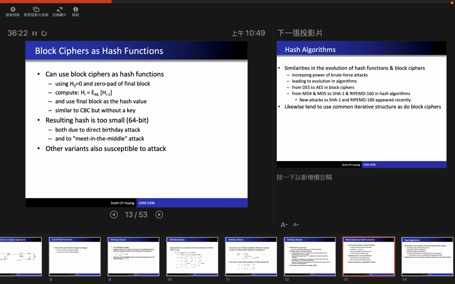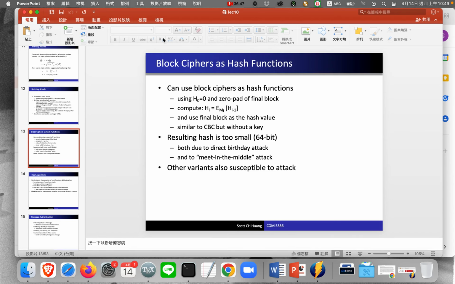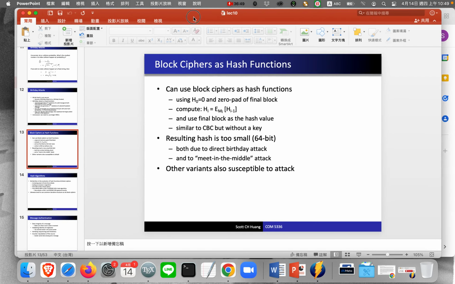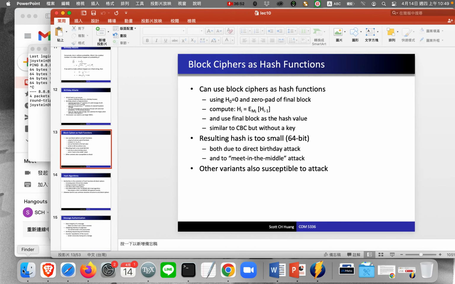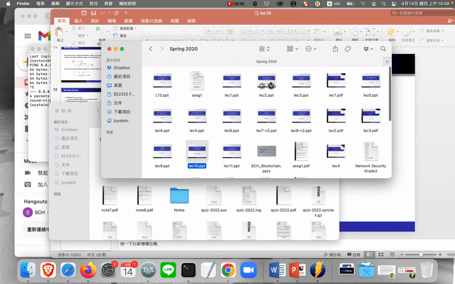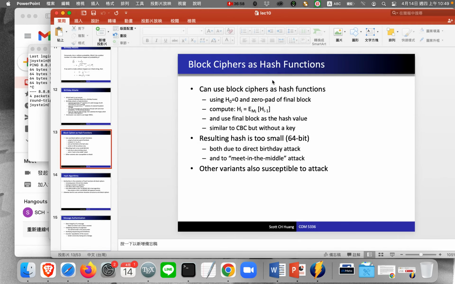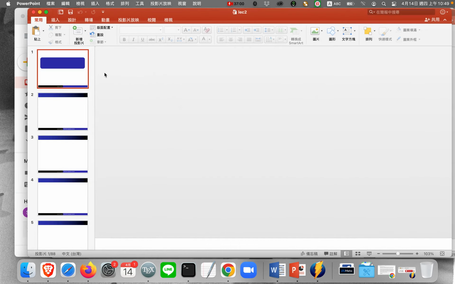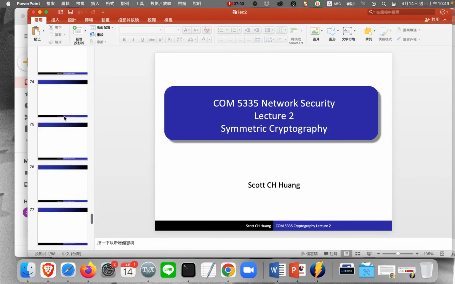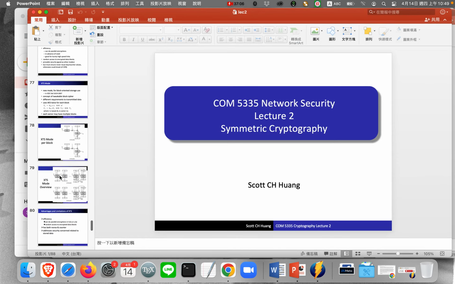We can also use some block ciphers as hash functions as well. We can use block ciphers. For example, we can use the CBC. I think probably most students already forgot what CBC is. Let me take a look, just to kind of remind you guys. CBC. Let's take a look at this.